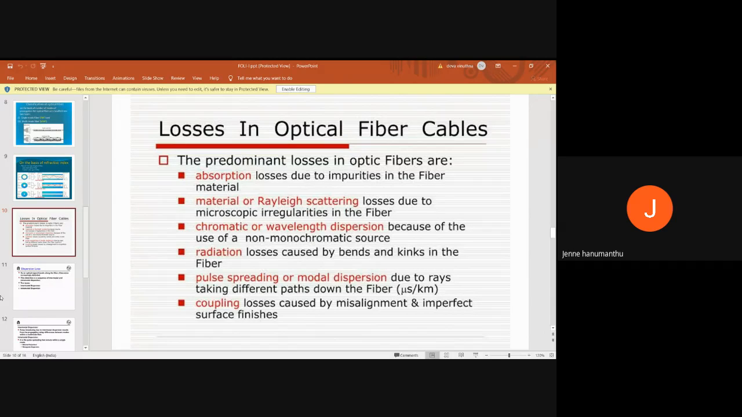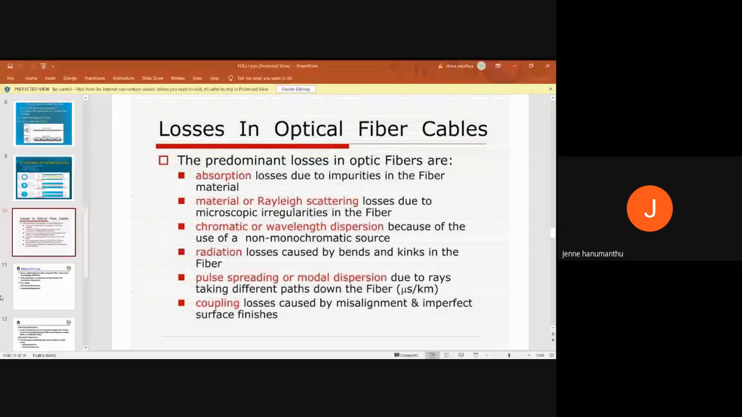Bends means the fiber is going to be bent. When the fiber is bent, light is radiating. Sometimes a radiation loss also occurs due to nicks. If you pinch the fiber, light may be radiated to the atmosphere. This is also the radiation loss.